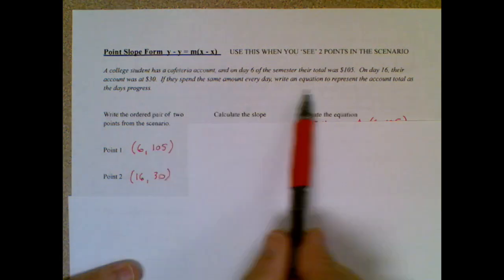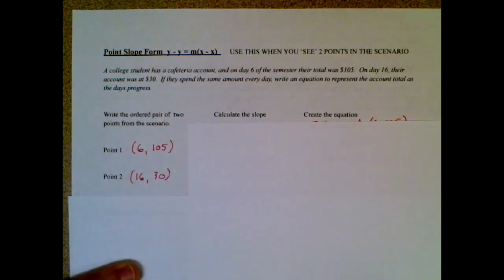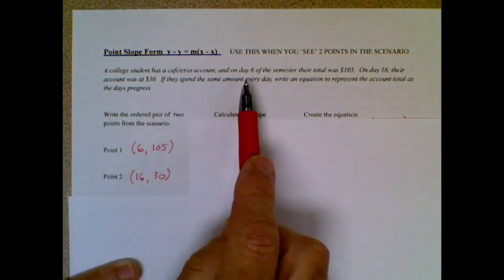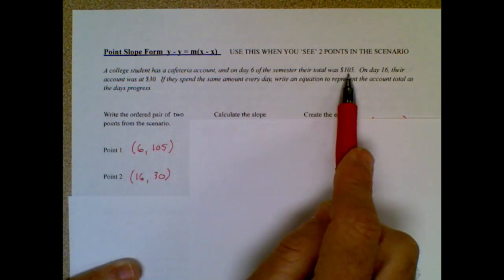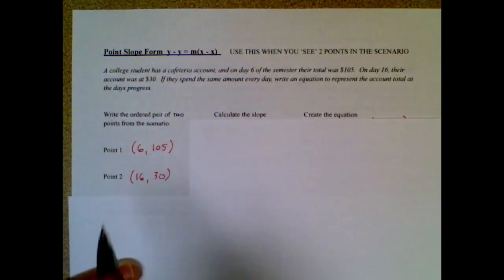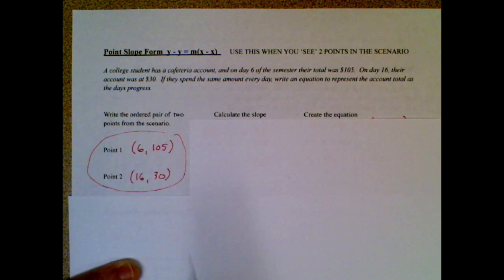In this case, you might notice that they did not give you a starting value. They didn't tell you that on day 1, the account total was $150. So you don't have a y-intercept, so it's not very easy to use y equals mx plus b. But they did give you 2 points. Day 6, $105. Day 16, $30. So these are 2 points that I can use when I work on this form of the equation.